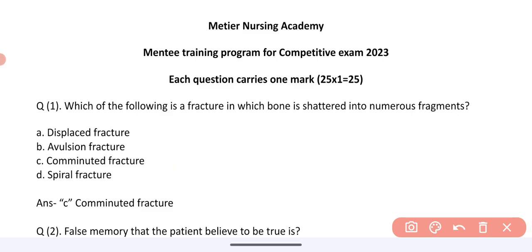So what is a comminuted fracture? A bone which is broken into numerous fragments is called a comminuted fracture. So here the right answer is option C.